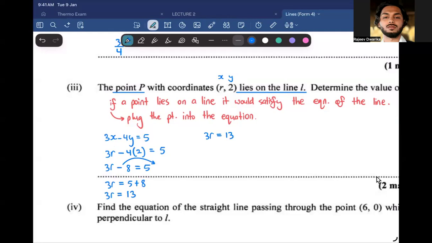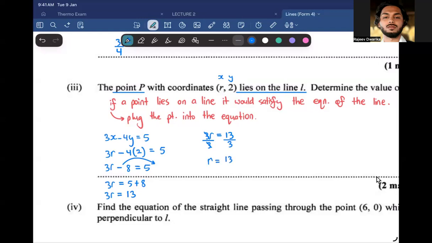I want to find for 1R. What should I do next? We have to cancel off that 3 by itself. So you're going to divide all by the constant. To cancel it off, you have to divide it by itself. So R, this is my final answer.